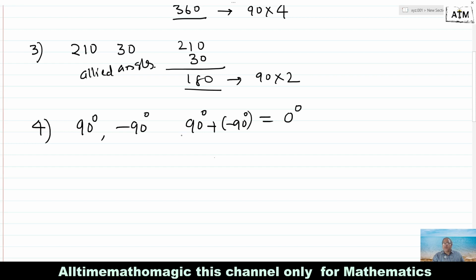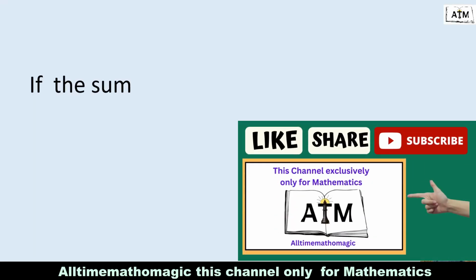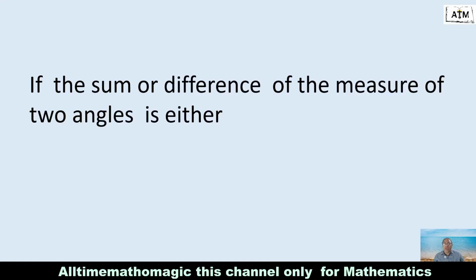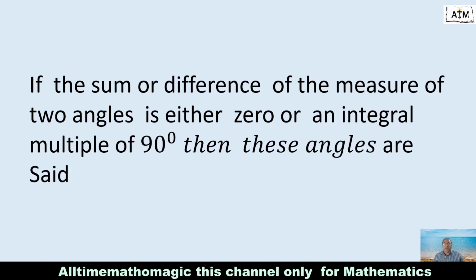On the basis of this discussion, we can define allied angles as follows. If the sum or difference of the measures of two angles is either 0 or an integral multiple of 90 degrees, then the angles are said to be allied angles. In today's class, I am going to talk to you about how to deal with allied angles in trigonometry.